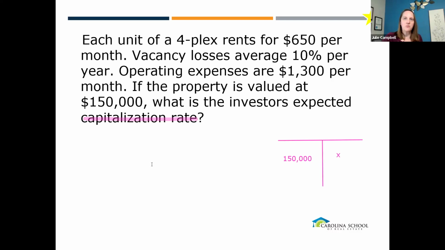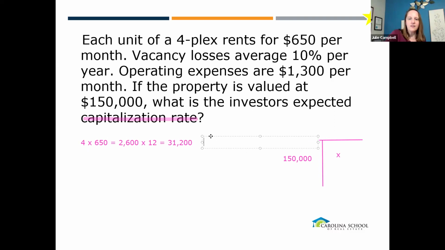I have a fourplex, which means we have 4 units. Each unit rents for $650 per month. So the total monthly rent on these 4 units is $2,600. These problems are always solved annually. So if monthly rent is $2,600, then annual rent is $31,200.